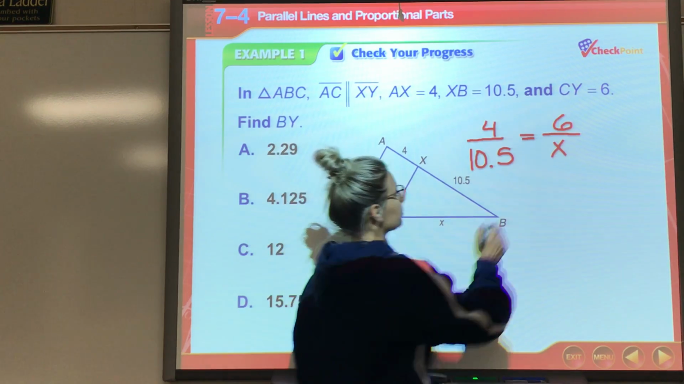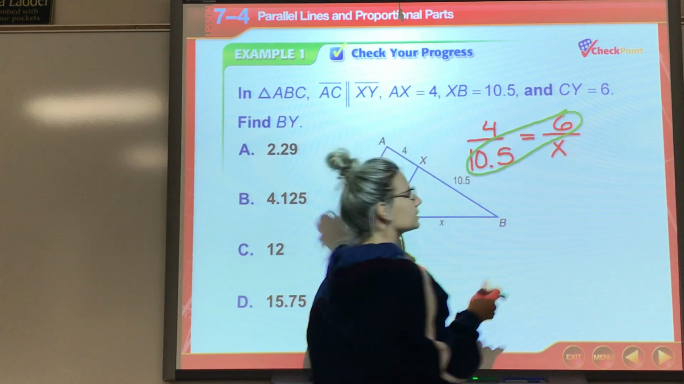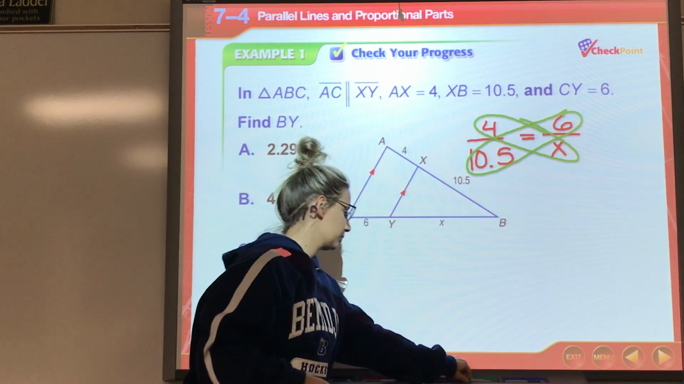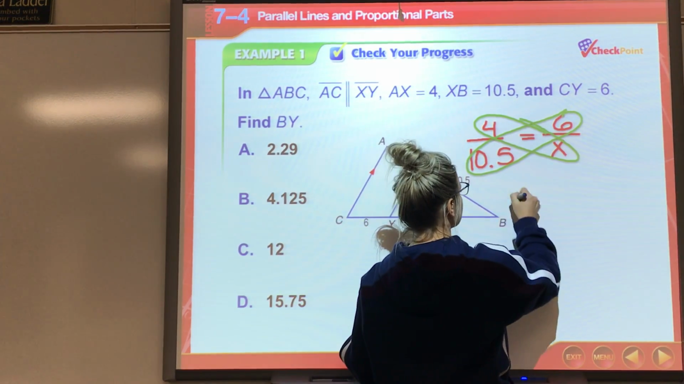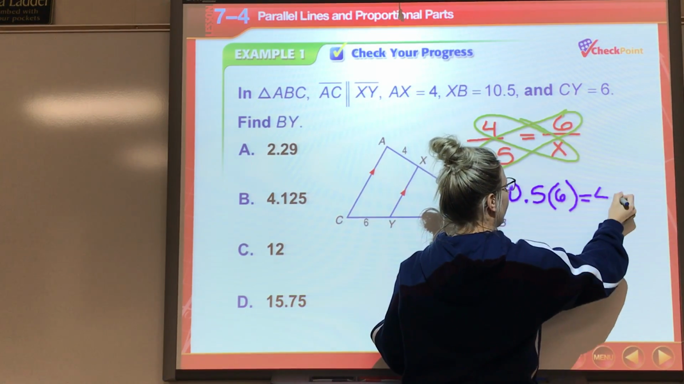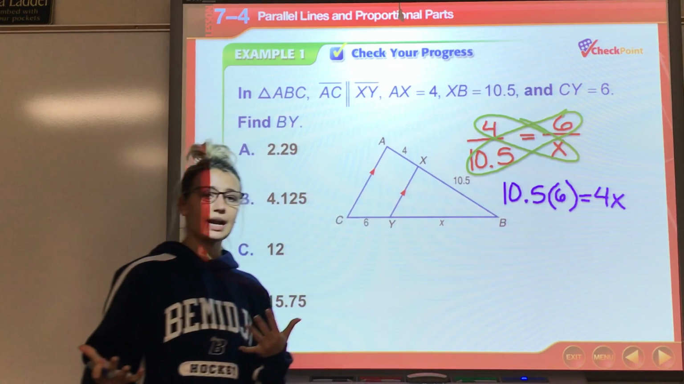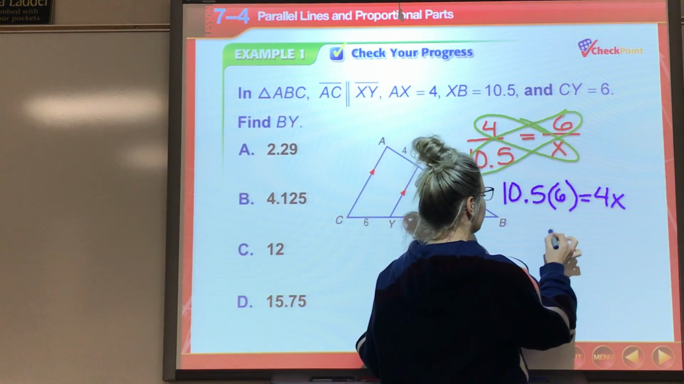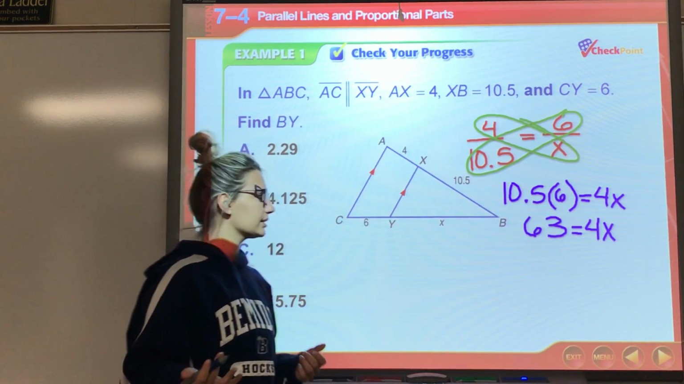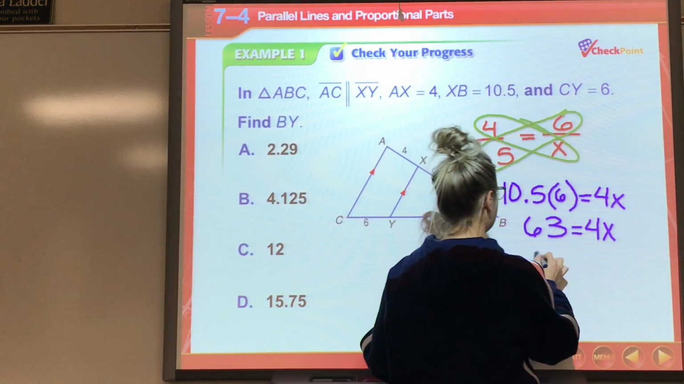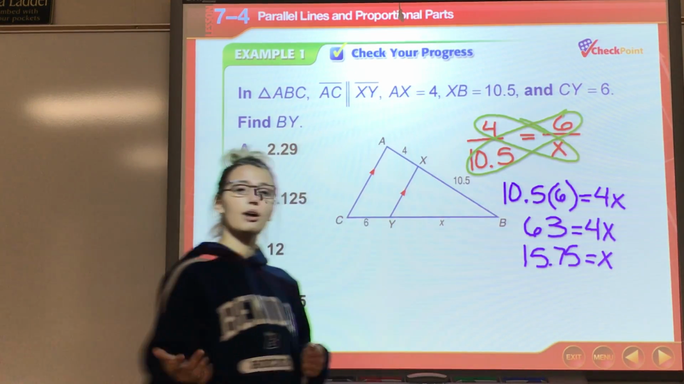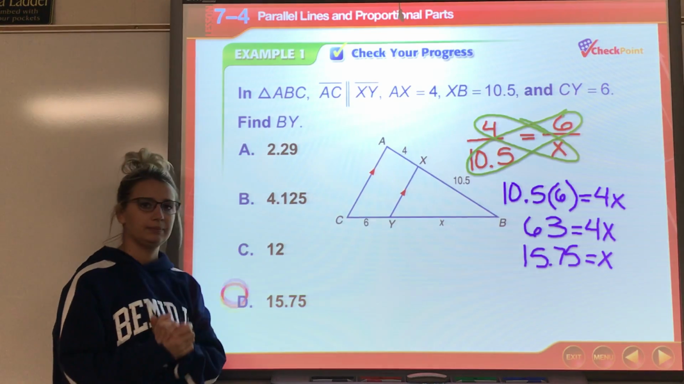Okay, apply the cross product properties, so I circle those, multiplying those together, set them equal to those. So in our next step down here, we get 10 and a half times 6 equals 4X. Okay, when I multiply 10 and a half by 6, I get 63 equals 4X. Now I need to divide 63 by 4, and I get 15.75. So the answer that you guys should have been getting at home is D.